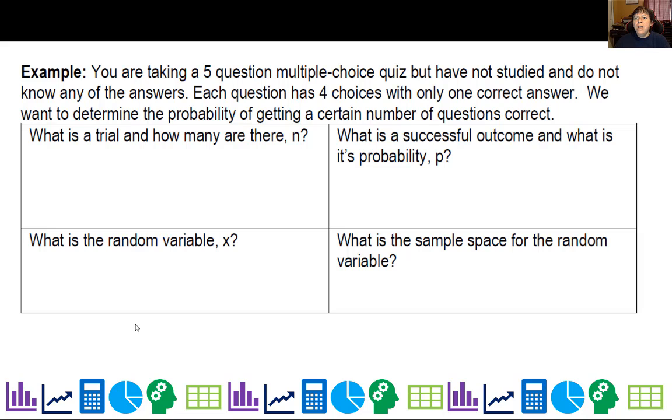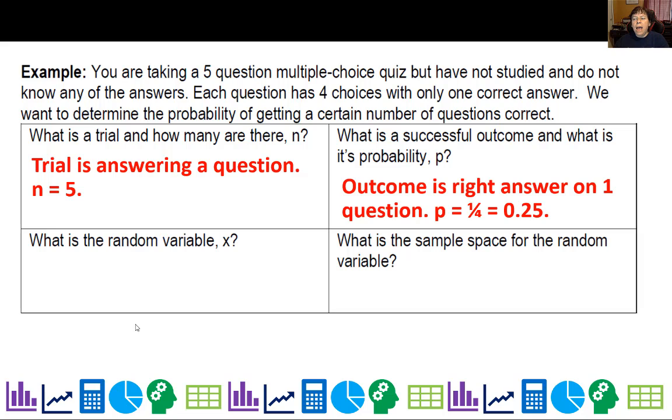binomial distribution. You've got a 5-question multiple choice quiz. You haven't studied and don't know any of the answers, all right? Each question has 4 choices with only 1 correct answer. We want to determine the probability of getting a certain number of questions correct. So what is a trial? What is N? Trial is answering a question, all right? And there you're going to do it 5 times. What is a successful outcome, and what is its probability P? Outcome is the right answer on a question. Probability you get the correct answer just guessing on a question is 0.25.